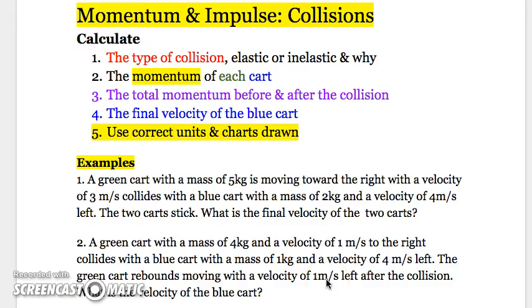So we're looking at momentum and impulse, and in this homework assignment you're looking at collisions. For these 4 problems, first say what type of collision it is, elastic or inelastic, and why. Then give the total momentum of each cart, the green and the blue, and the total momentum, meaning of both carts or the system, before and then after the collision.